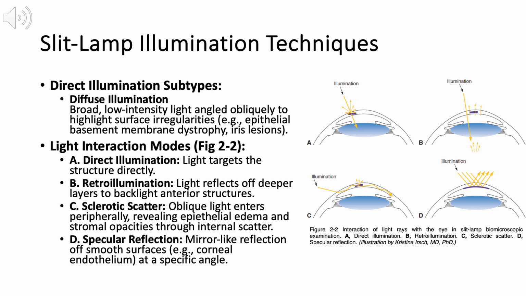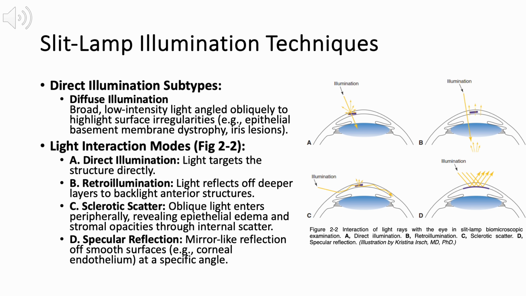Direct illumination involves shining light directly onto the structure of interest. A common subtype is diffuse illumination, which uses a broad, low-intensity beam angled obliquely. This method is particularly useful for identifying surface irregularities, such as epithelial basement membrane dystrophy or iris lesions. Other key illumination modes include retroillumination, where light is reflected off deeper layers, like the retina or lens, to backlight anterior structures, helping detect subtle opacities or irregularities.